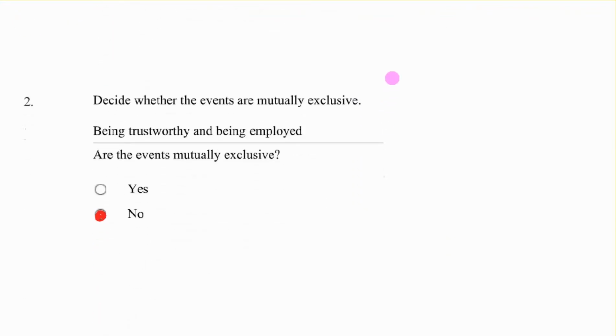Number 2, being trustworthy and being employed. Are those mutually exclusive? If you're employed, does it mean you can't be trustworthy? No, those are not. So think of it, can an animal be a dog and a cat? Nope, those are mutually exclusive. So that's the idea we're talking about.